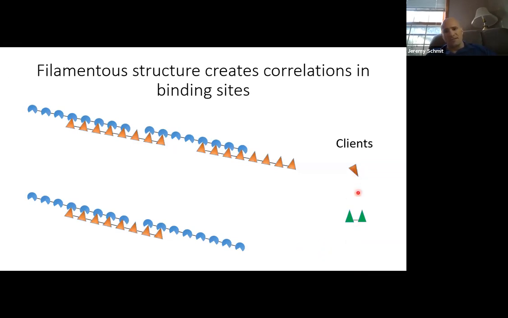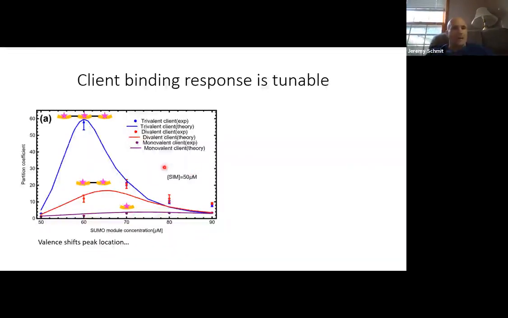And so, of course, these clients are going to be sensitive in different ways to the ways that these collections of binding sites are located. So let's look at that. This is the partition coefficient, the ratio of client in the condensate to in free solution. And we're comparing the trivalent client, the divalent client, and the monovalent client here. Notice that the trivalent client is recruited much stronger. No surprises there. It's got more binding sites, a stronger binding affinity. But the other thing is notice that the peak recruitment shifts.